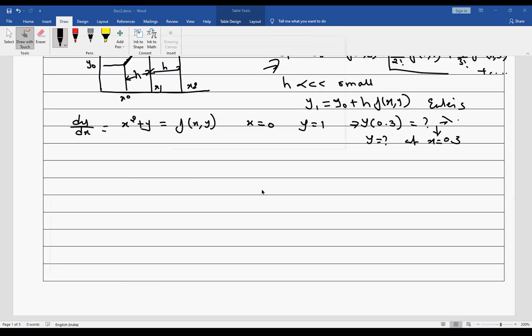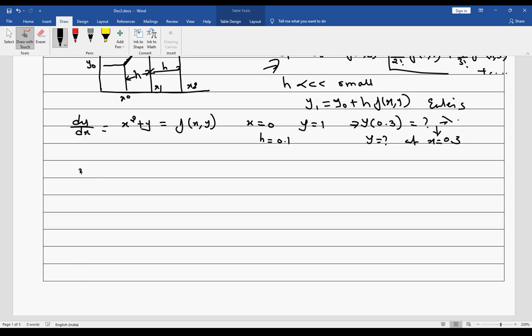Okay. So to avoid the mistake, you follow the steps. So it will be better to have the solution. Now what we'll do, we will take h equal to 0.1 in this case. So we are going to follow 3 steps.